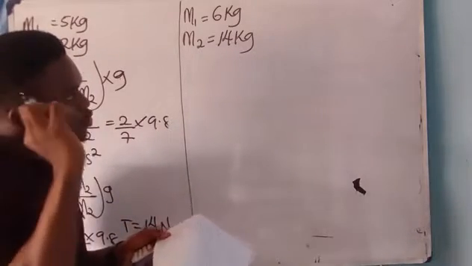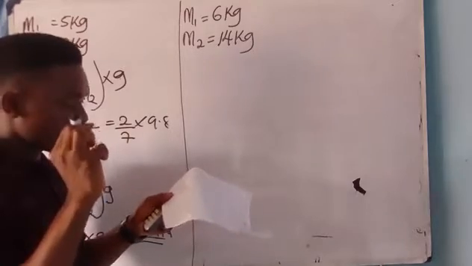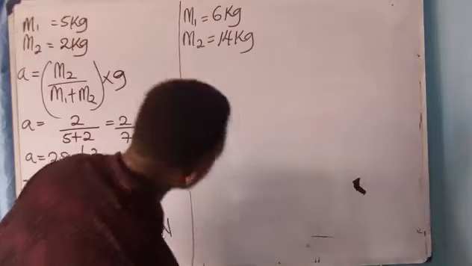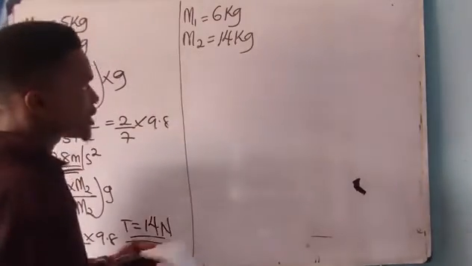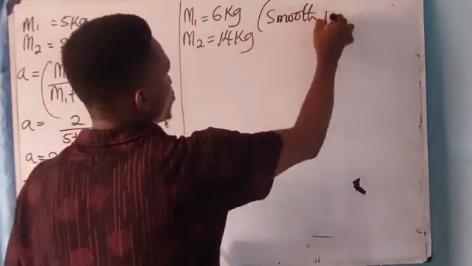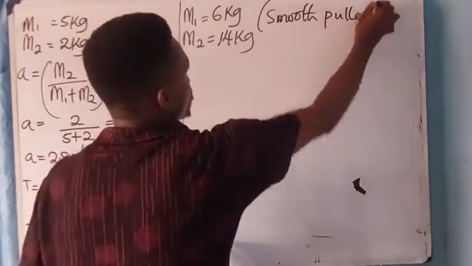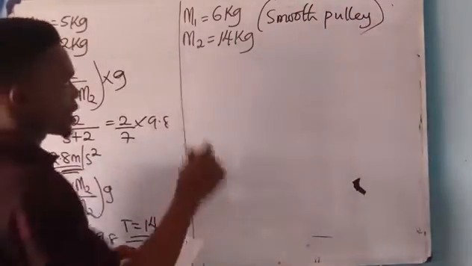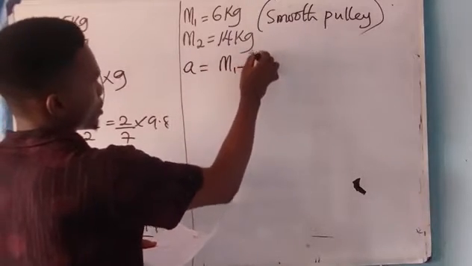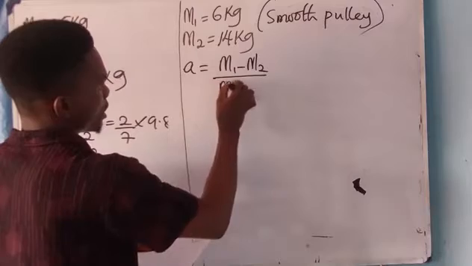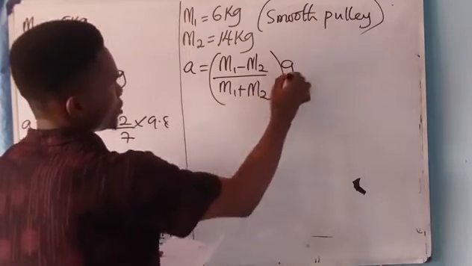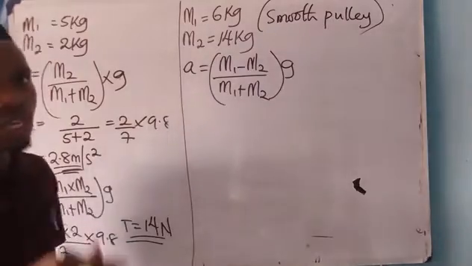Did you hear that word? Smooth pulley. What is the tension in the string? The word there is what? Smooth pulley. Now, I told us that the acceleration of a smooth pulley is m1 minus m2 over m1 plus m2 times g. Alright, they said we should calculate for the tension.